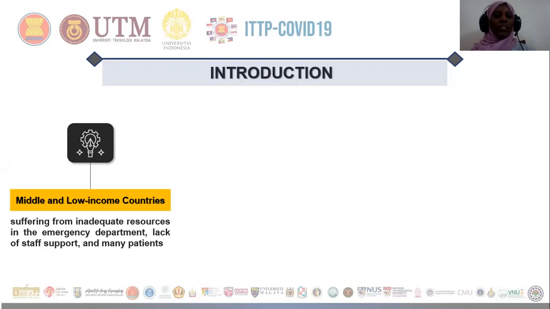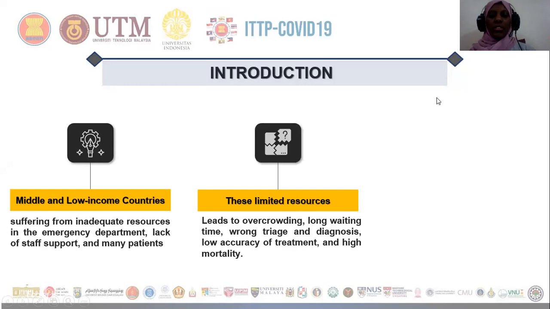As we know, middle and low-income countries are suffering from inadequate resources in their emergency departments and also a lack of staff support, and a large number of patients visit the emergency departments daily. These limited resources lead to overcrowding, and patients may wait for a long time and may get a wrong triage and wrong diagnosis, which leads to low accuracy of treatment and eventually high mortality.